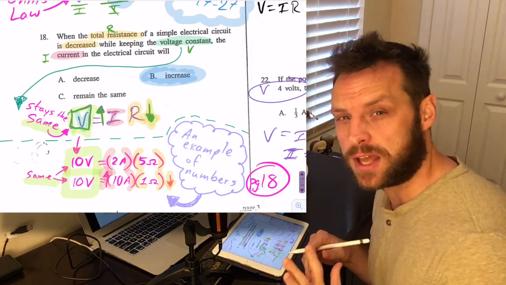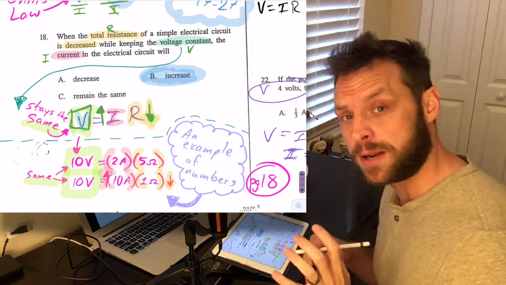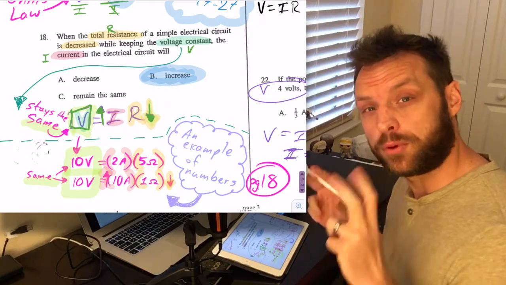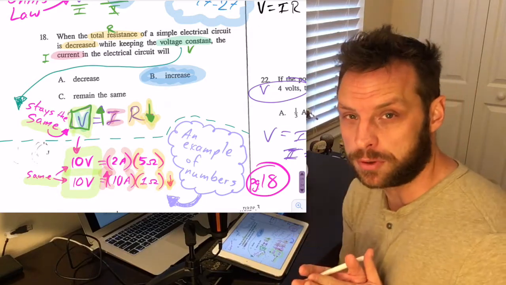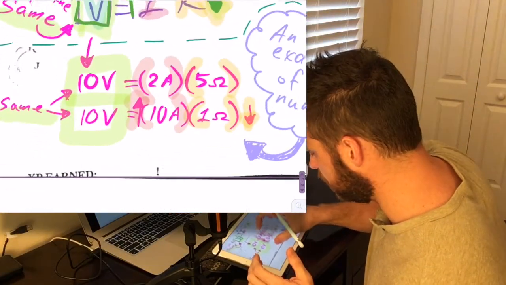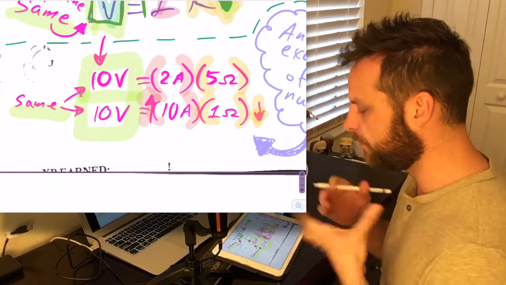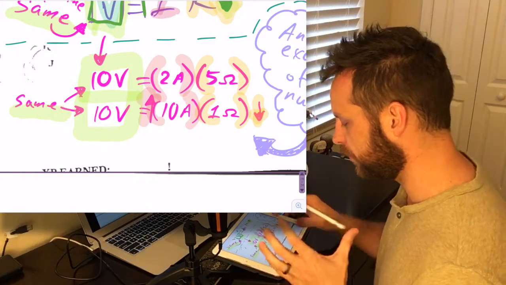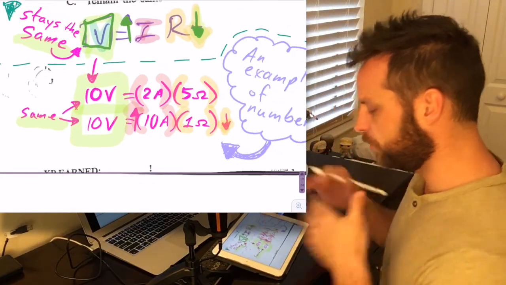If you can't imagine that yet, if you're still working on that, that's fine. You might want to resort to an example of numbers. Pick some of your favorite numbers, put them in, and see what happens. And so here I have an example. Let's just say that we're working with some kind of 10-volt power source, and so the voltage is going to be 10. And so I'm going to have two situations.